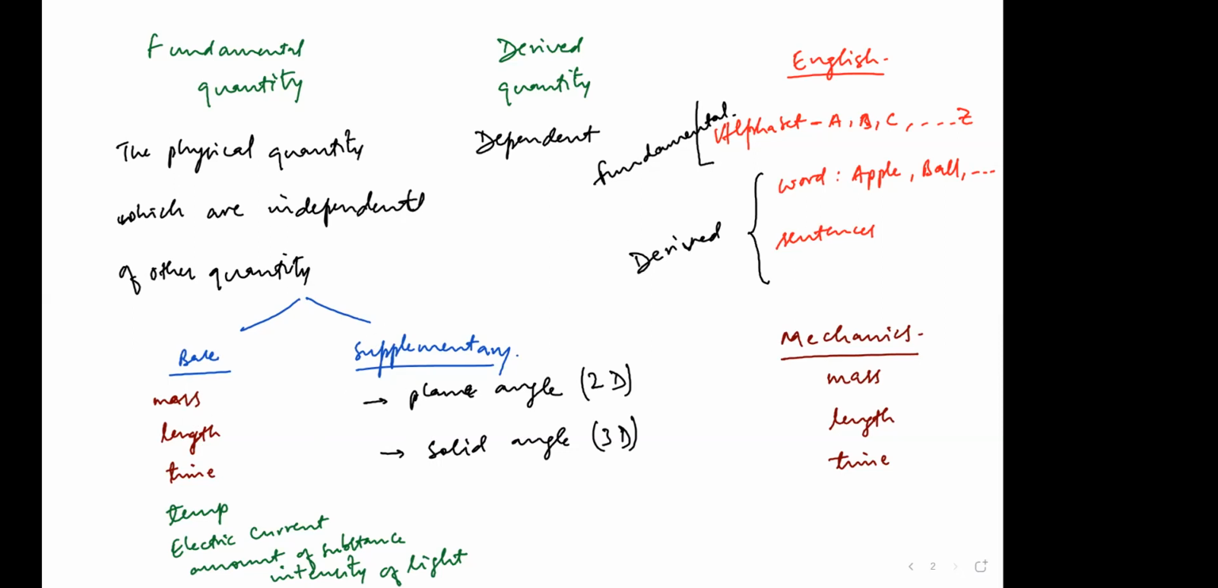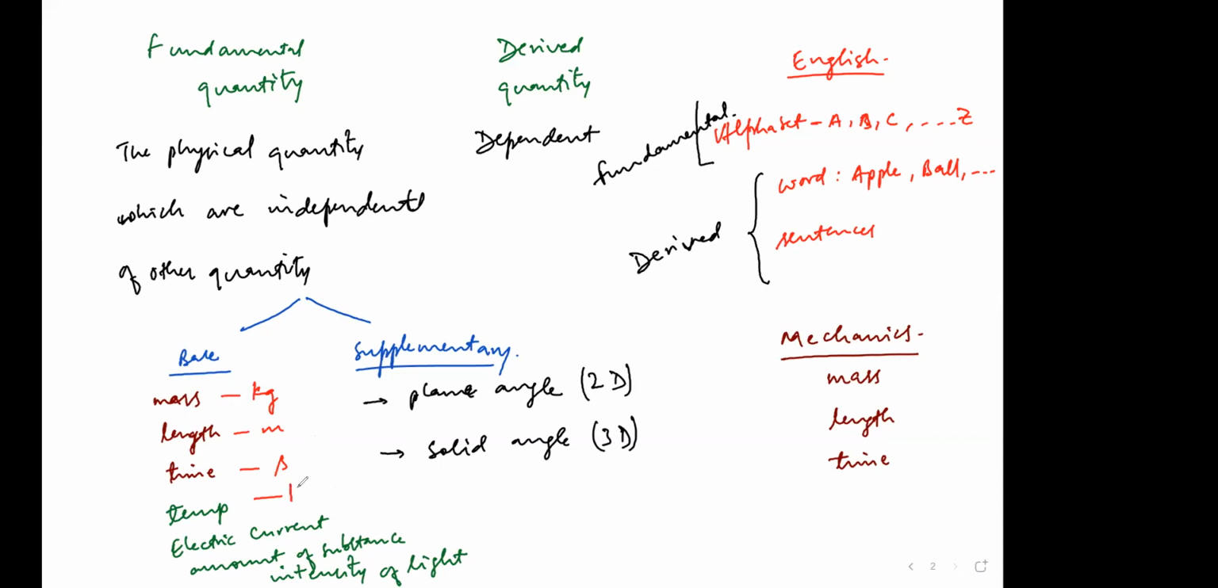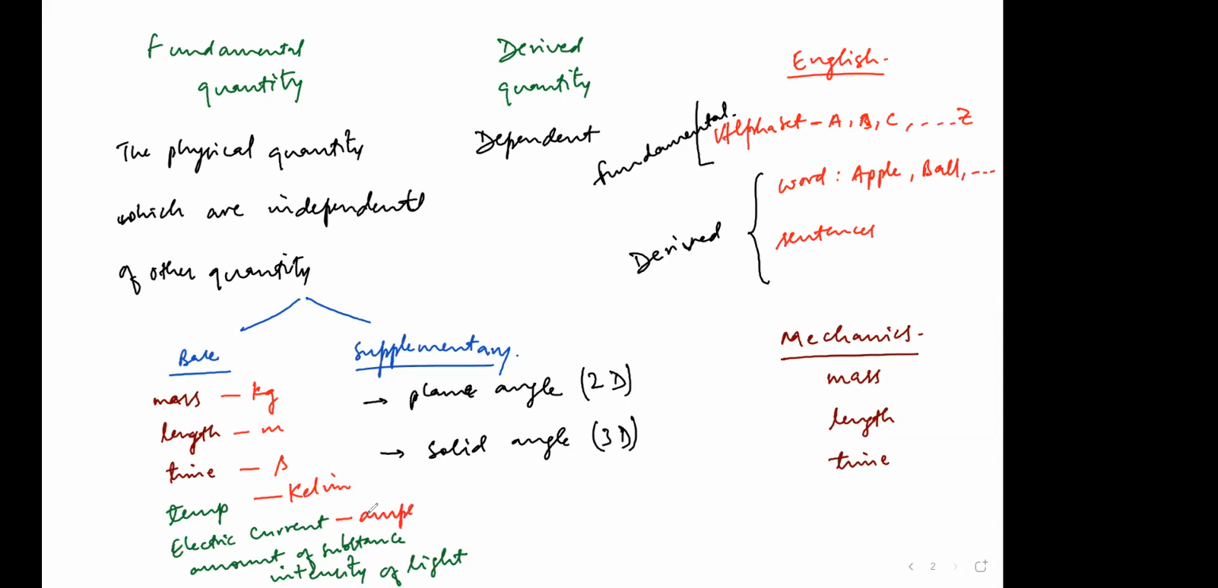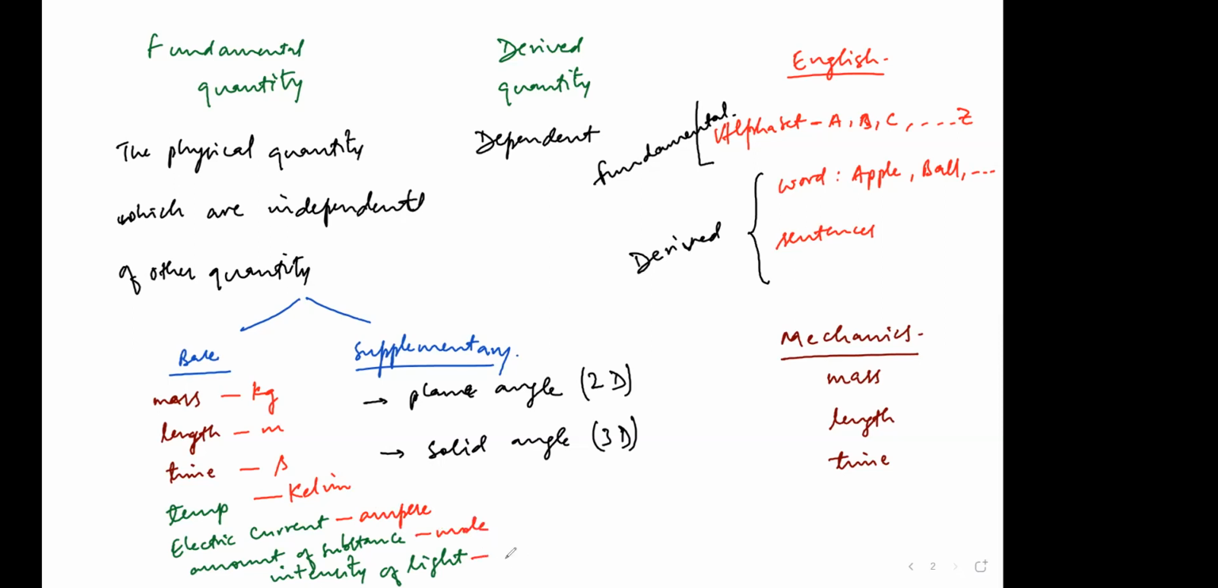Now we define these base quantities and we measure them in some specified SI unit. Suppose for the measurement of mass, it would be kilogram, length in terms of meter, time in terms of second. Tell me what would be the SI unit for temperature? Kelvin. Good. Electric current would be measured in? Ampere. Good. Amount of substance? Mole. And intensity of light? Candela. Good.